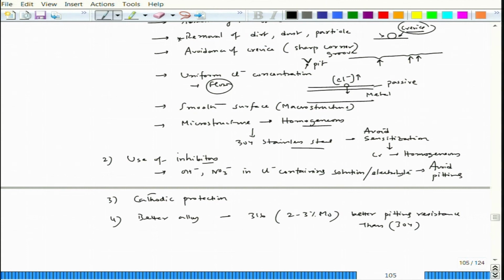So, let me stop here. We will continue our discussion on other forms of corrosion. The form we will start in our next lecture is erosion corrosion. So, till then, thank you.